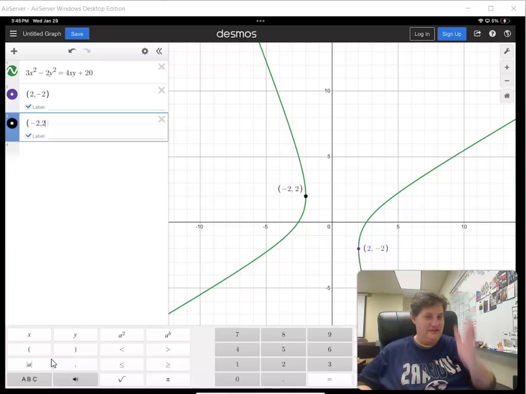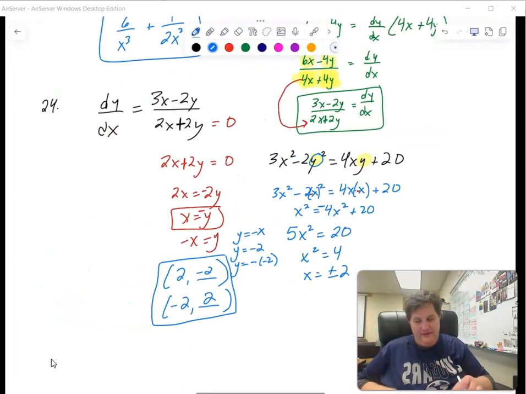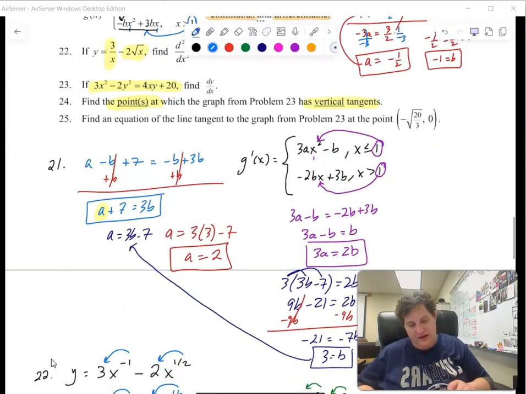And can you guys kind of see right along those points that there'd be a vertical tangent line there? Okay. So awesome. That's good. That's good. All right. That was 24. And then 25.